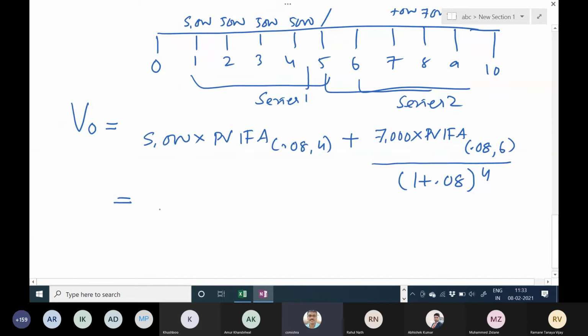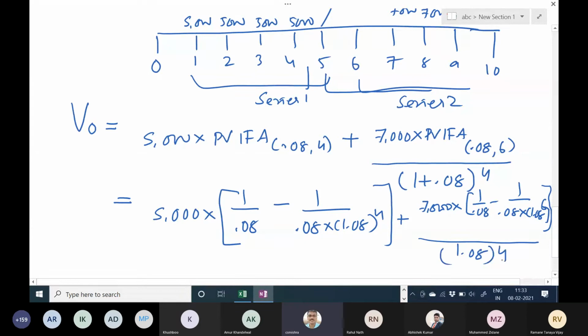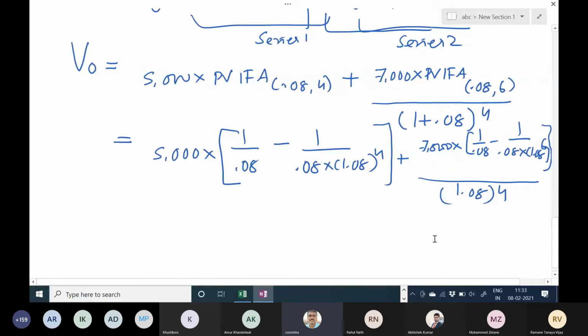You can do it now. So 5,000 into, if I have to put the formula, 1 by 0.08 minus 1 by 0.08 into 1.08 to the power 4, whatever value comes, plus similarly 7,000 into 1 by 0.08 minus 1 by 0.08 into 1.08 to the power 6, whole divided by 1.08 to the power 4. Okay?